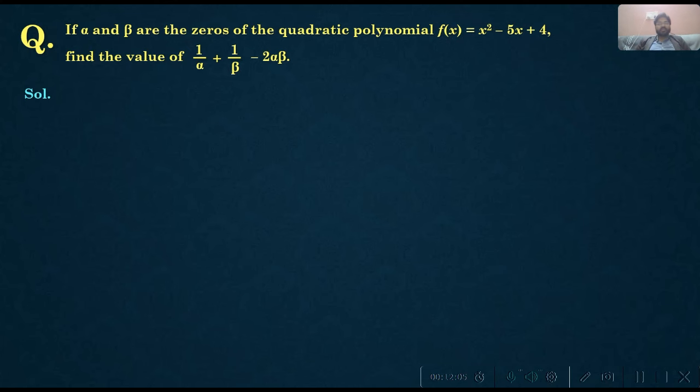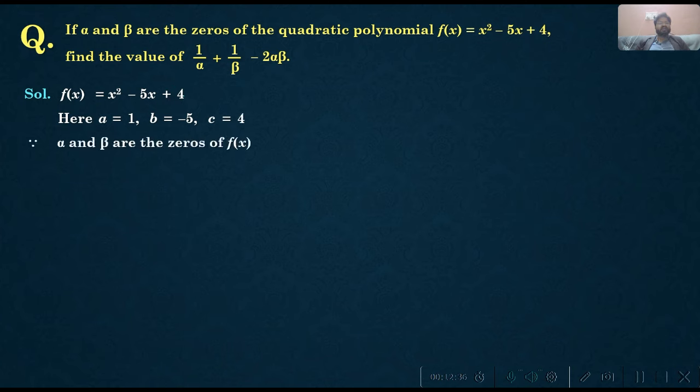Next question, very important question. If alpha and beta are the zeros of the quadratic polynomial f(x) equals to x square minus 5x plus 4, find the value of 1 upon alpha plus 1 upon beta minus 2 alpha beta. So in this question, we know that f(x) equals to x square minus 5x plus 4. Here a is 1, b is minus 5 and c is 4.